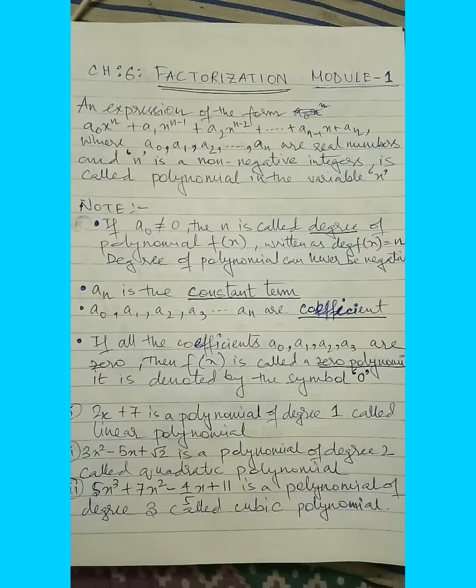Today we'll start with a new chapter, that is factorization. I'll be making module 1, module 2, might be module 3. Now, an expression of the form a0 x to the power n, a1 x to the power n minus 1, and so on, where a0, a1, a2 up to an are real numbers and n is a non-negative integer, is called a polynomial in the variable x.